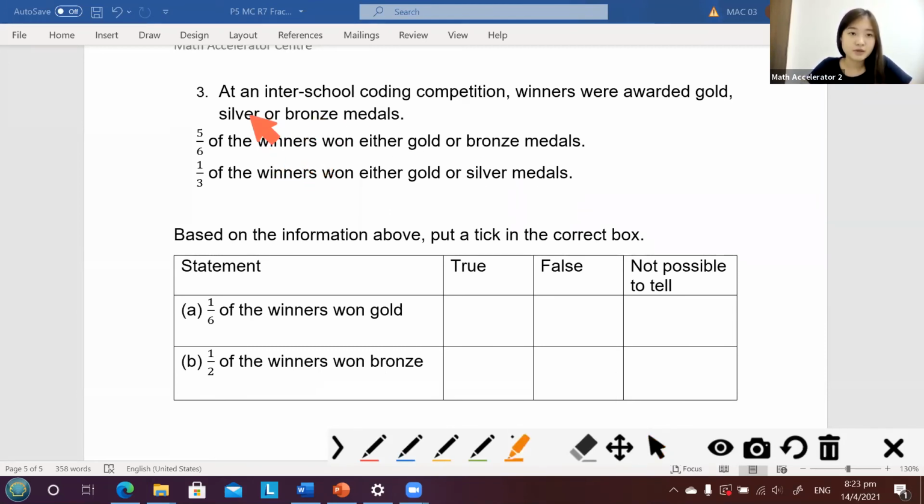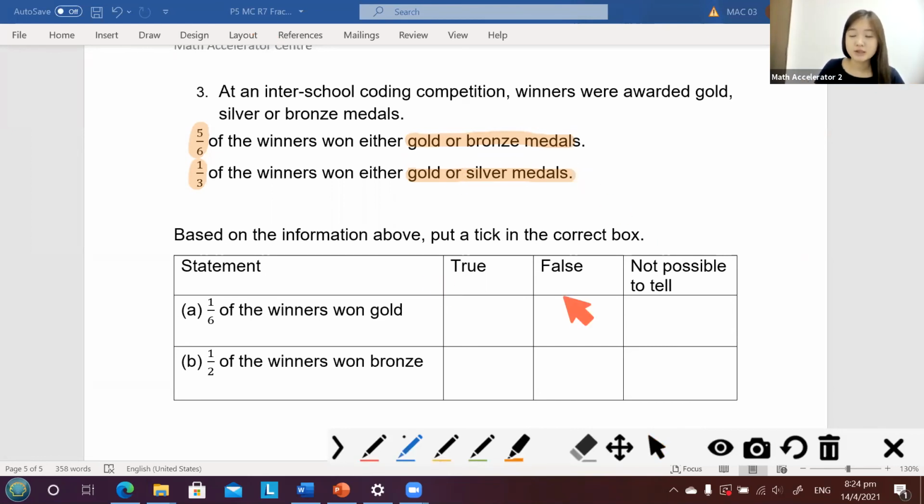At an inter-school coding competition, winners were awarded gold, silver, or bronze medals. 5/6 of the winners won either gold or bronze medals, and 1/3 of the winners won either gold or silver medals. So these are the clues given to you that will help you to check whether the two statements below are true, false, or not possible to tell. Let's take a look at the first statement.